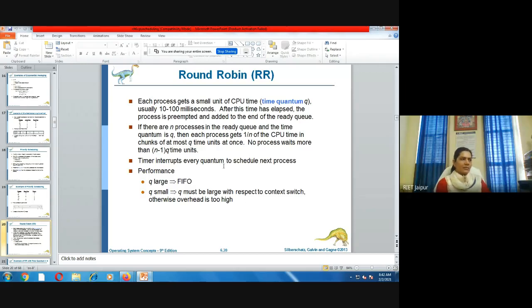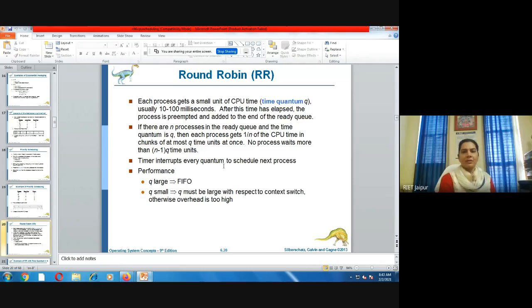Whenever the time quantum has elapsed, the process is preempted and added to the end of the ready queue. Say one process has a burst time of about 100 units, and another has 10 units. The process with the small burst time does not have to wait until the execution of the 100 units is finished. We'll give you a suitable example also.